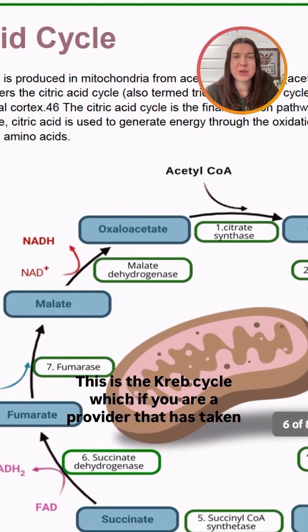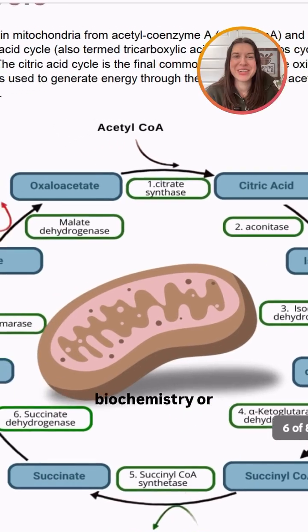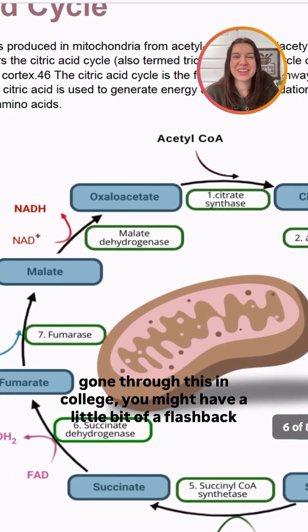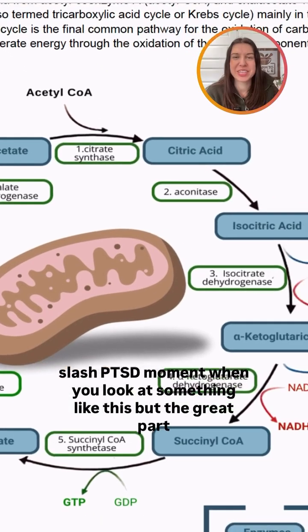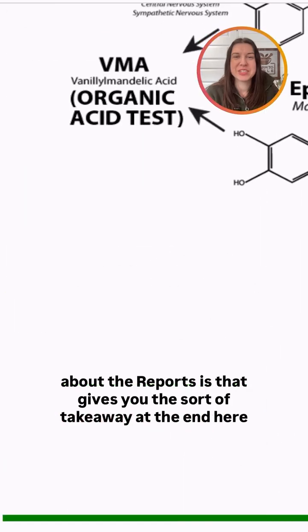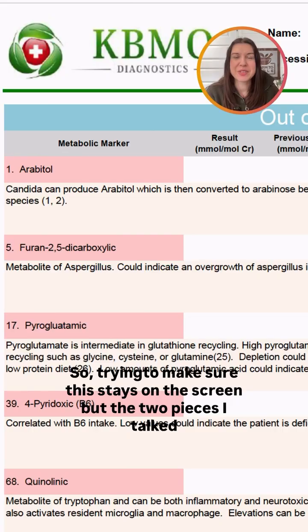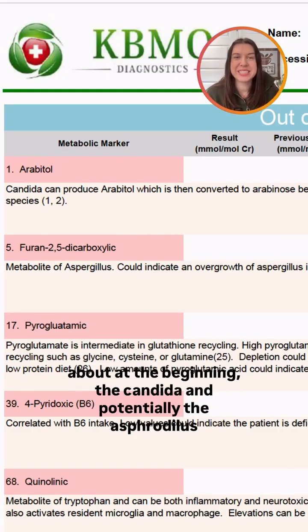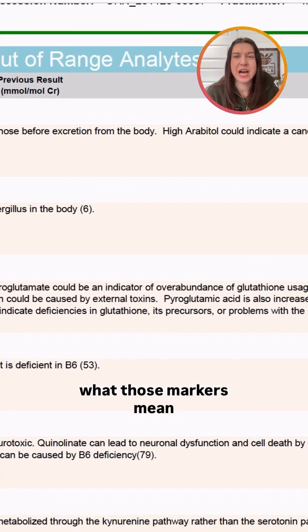This is the Krebs cycle, which if you are a provider that has taken biochemistry or gone through this in college, you might have a little bit of a flashback or PTSD moment when you look at something like this. But the great part about these reports is that it gives you the sort of takeaway at the end here. So I'm trying to make sure this stays on the screen, but the two pieces I talked about at the beginning, the candida and potentially the aspergillus overgrowth, were indicated here. So it lets you know right there that that's what those markers mean.